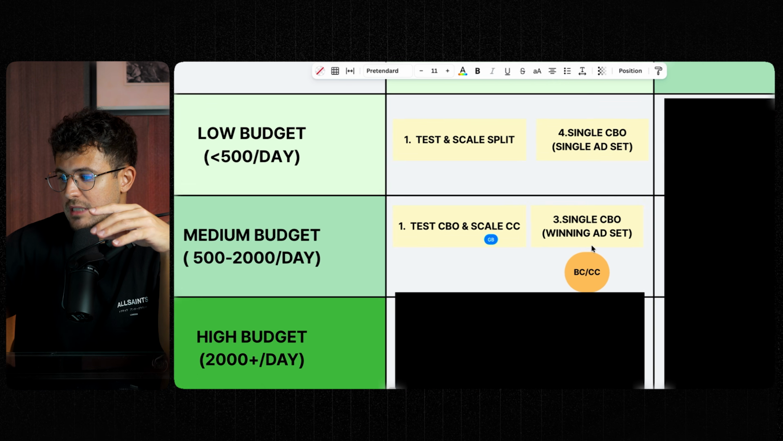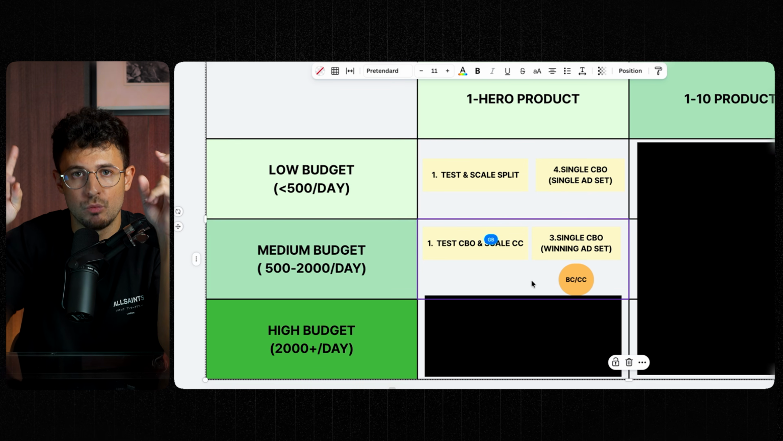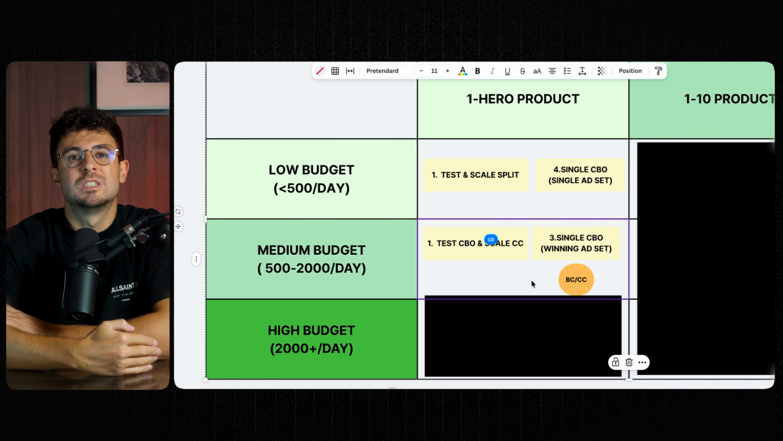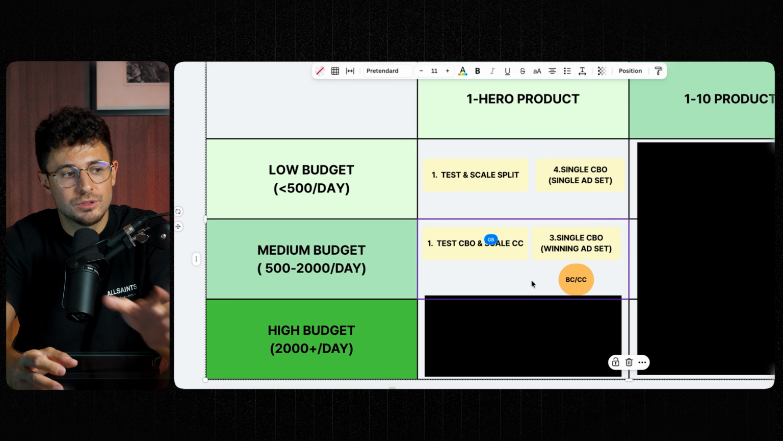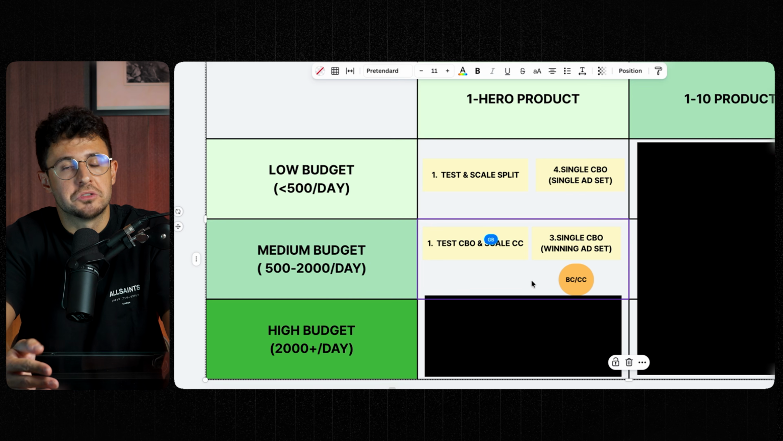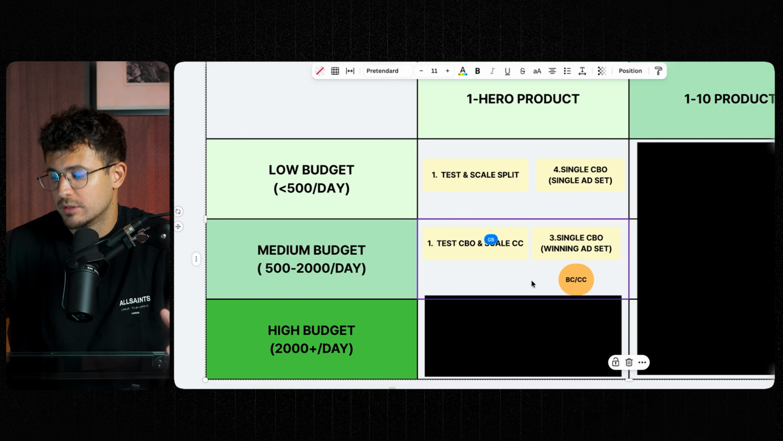And then at the same time, you can have a bid cap or a cost cap campaign that is running simultaneously with the winning ads. In this case, you can leverage bid cap and cost cap to spend more during those days where you have the highest predictable performance, like for instance on weekends, or when there is a specific promotion like Black Friday, these kinds of things.